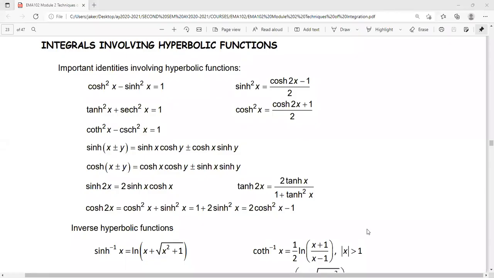Feel free to interrupt. Okay, I'll share my screen now. Okay, I hope you can see the document. I will have to decrease. Okay.